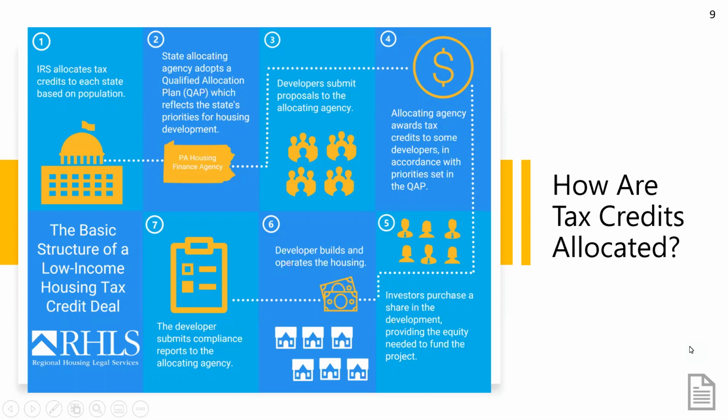In most states, it's incredibly competitive to get these tax credits. Way more people want them than there are available. So if the agency does incentivize, say, developments that target survivors, it's pretty likely that you're going to get some developments that target survivors at the end of the process. And then the allocating agency will award the tax credits to some developers based on their priorities from the QAP.